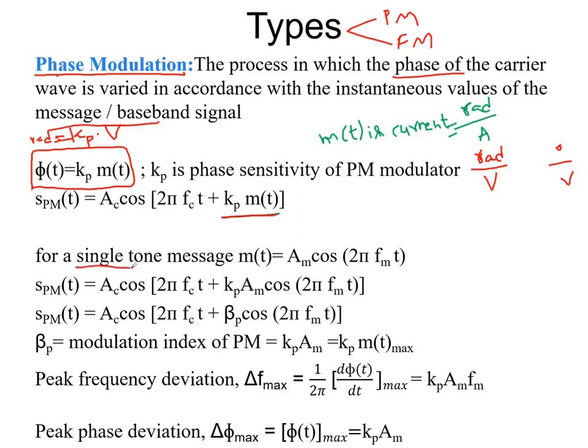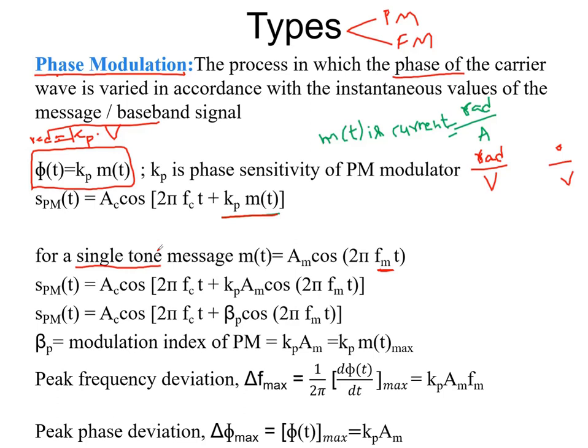For a single tone message, single tone means single frequency, a message of the form like this, Am cos 2 pi fm t or Am sin 2 pi fm into t, any sinusoidal signal which is having a single frequency component, that is called a single tone signal, which is very easy for basic understanding.